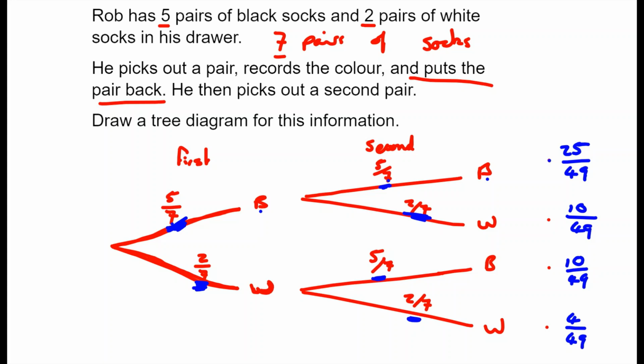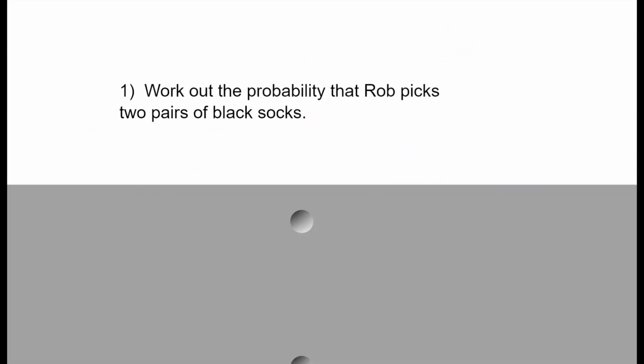Now, if we add up all of those probabilities, they should equal 1. So if we add up 25, 10, 10, and 4, that gives us 49. 49 over 49 is 1, because all probabilities add up to 1. So good, we've drawn the tree diagram. But we can actually use it to answer some questions.